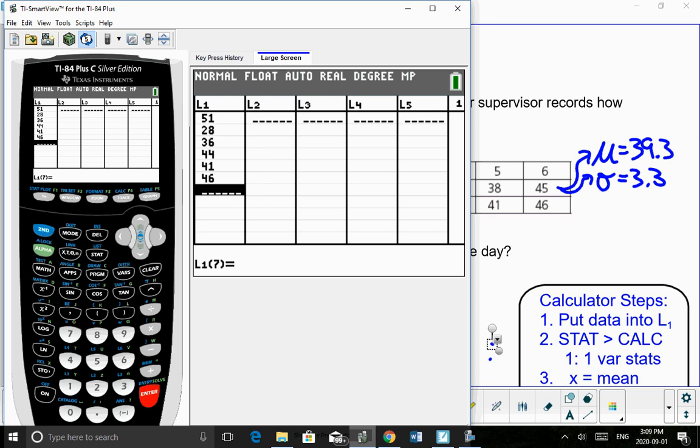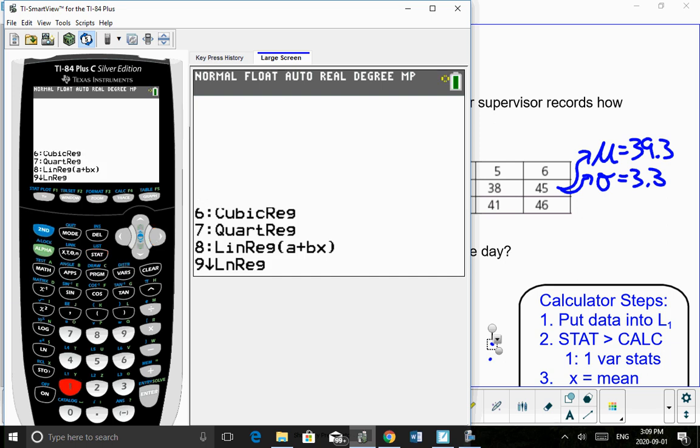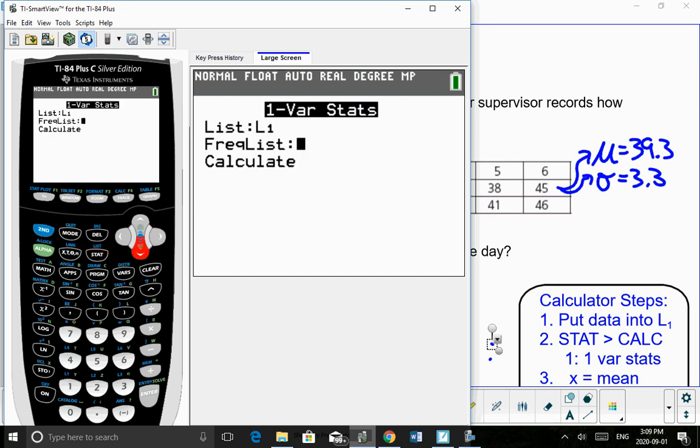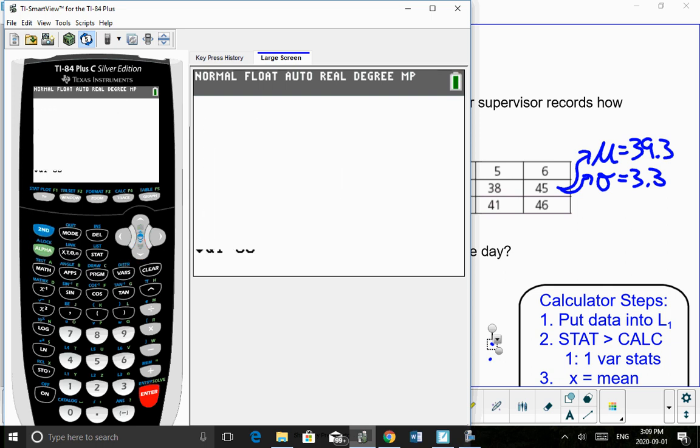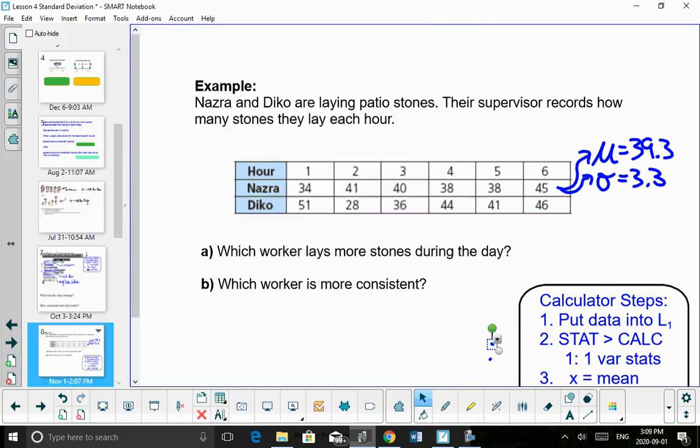So now I'm going to go stat, calc, number 1, go down to calculate, hit enter. So 41 and 7.4. So the second employee, Deco, he averages 41 stones per hour, but he has a higher standard deviation.